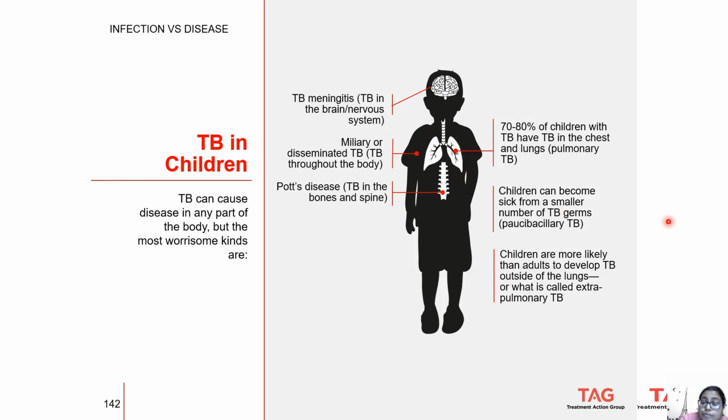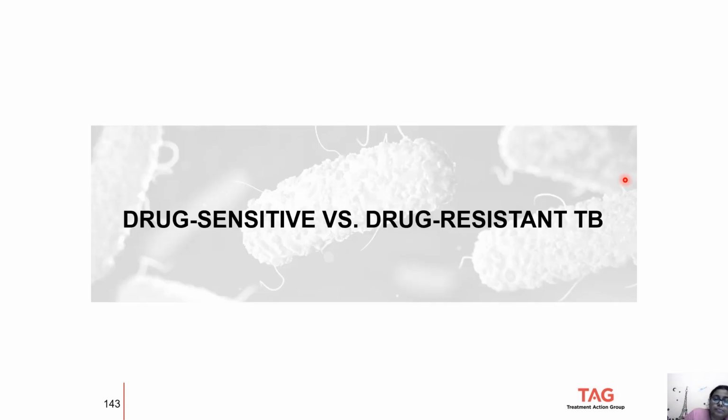Children can become sick from a smaller number of TB germs, and children are more likely than adults to develop TB outside of the lungs as well. So compared to adults, children are more prone to extrapulmonary TB as well. So what is drug sensitive and drug resistant TB?